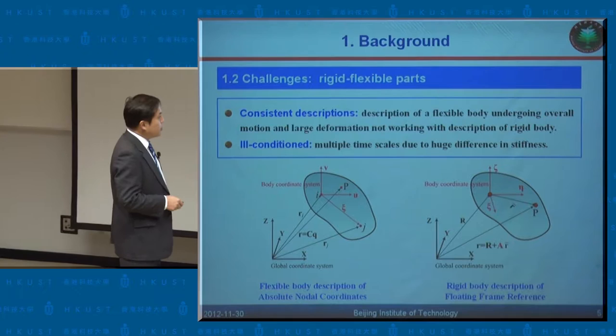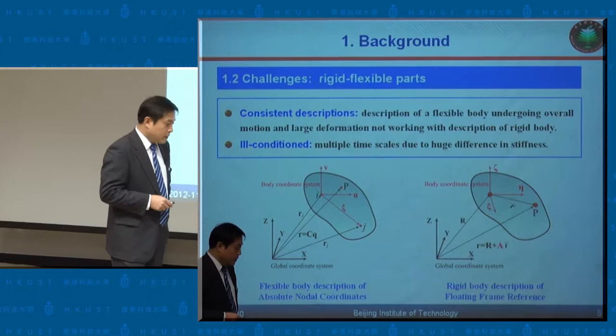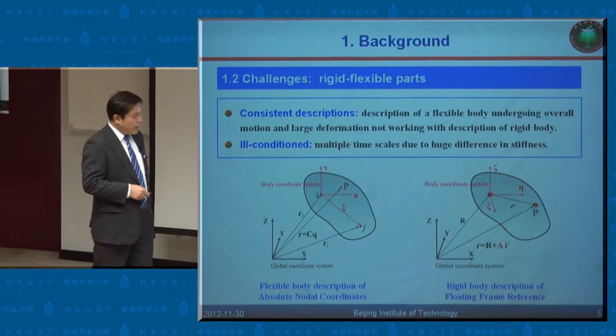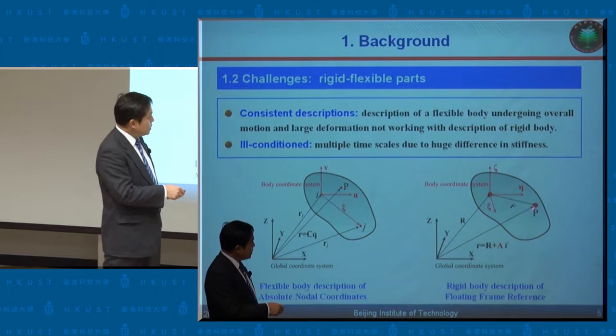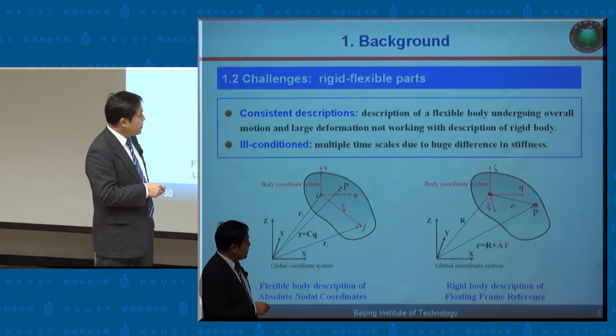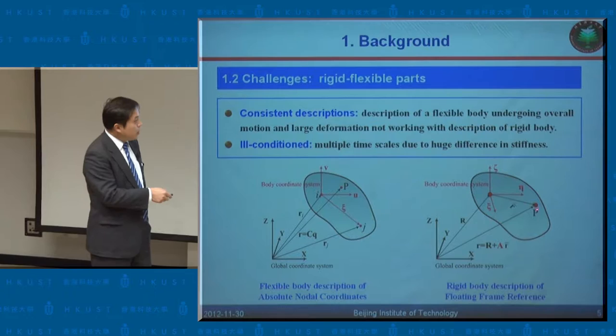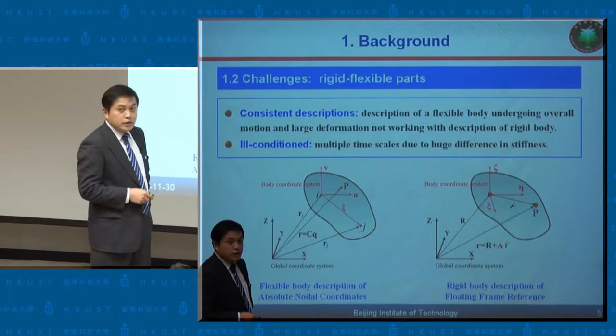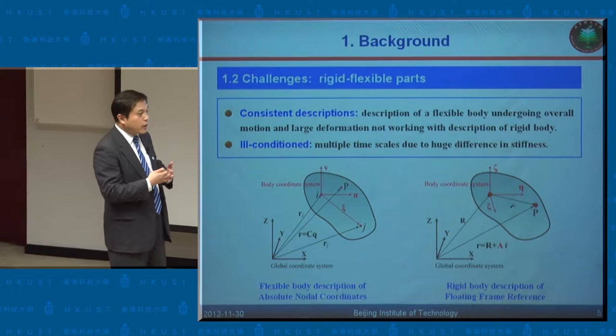However, the description of a rigid body is totally different. If you remember what you've learned in theoretical mechanics, you can recall that the specific point P here can be decomposed into two parts. The first part is the overall motion of the mass center of the rigid body. And the second part is the rotation of this point P around the mass center. These are two different kinds of descriptions of the motion. How to combine these two concepts together gives us some challenges.